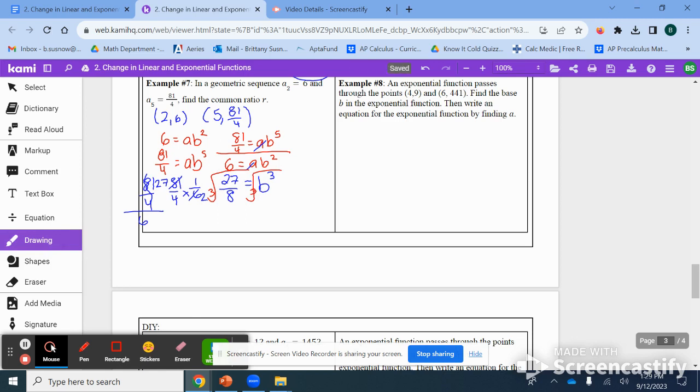When you cube root the fraction, you cube root the top and the bottom. What's the cube root of 27? 3. Good. 3. And the cube root of 8? 2. 3/2 is your b, aka your r in the ratio.